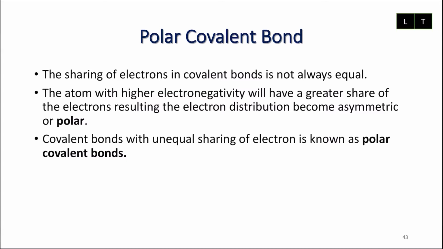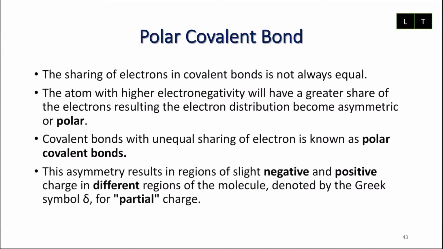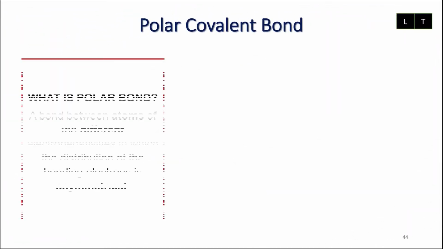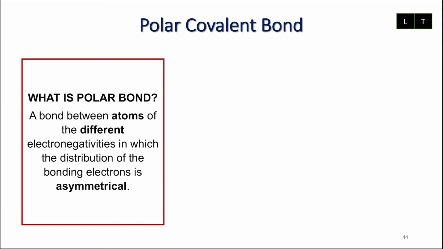Dan bentuk asymmetry ini result with slight negative and positive charge in different region of the molecule, dan kita panggil dia sebagai partial charge. Bentuk dia macam this one, partial positive, partial negative. As I mentioned before, we talk about polar covalent bond. This is definition for that, which is a bond between two atoms with different electronegativities, where the electron distribution is asymmetrical ataupun tak equal.